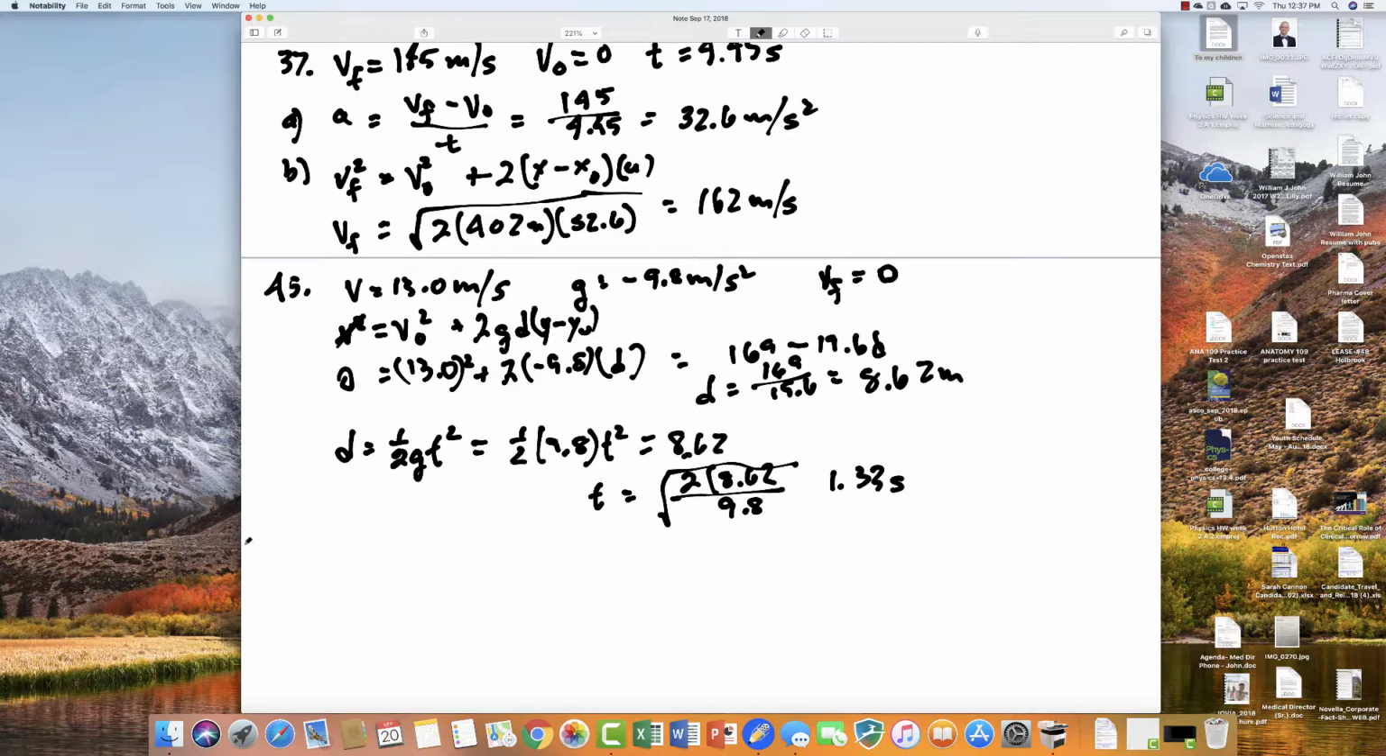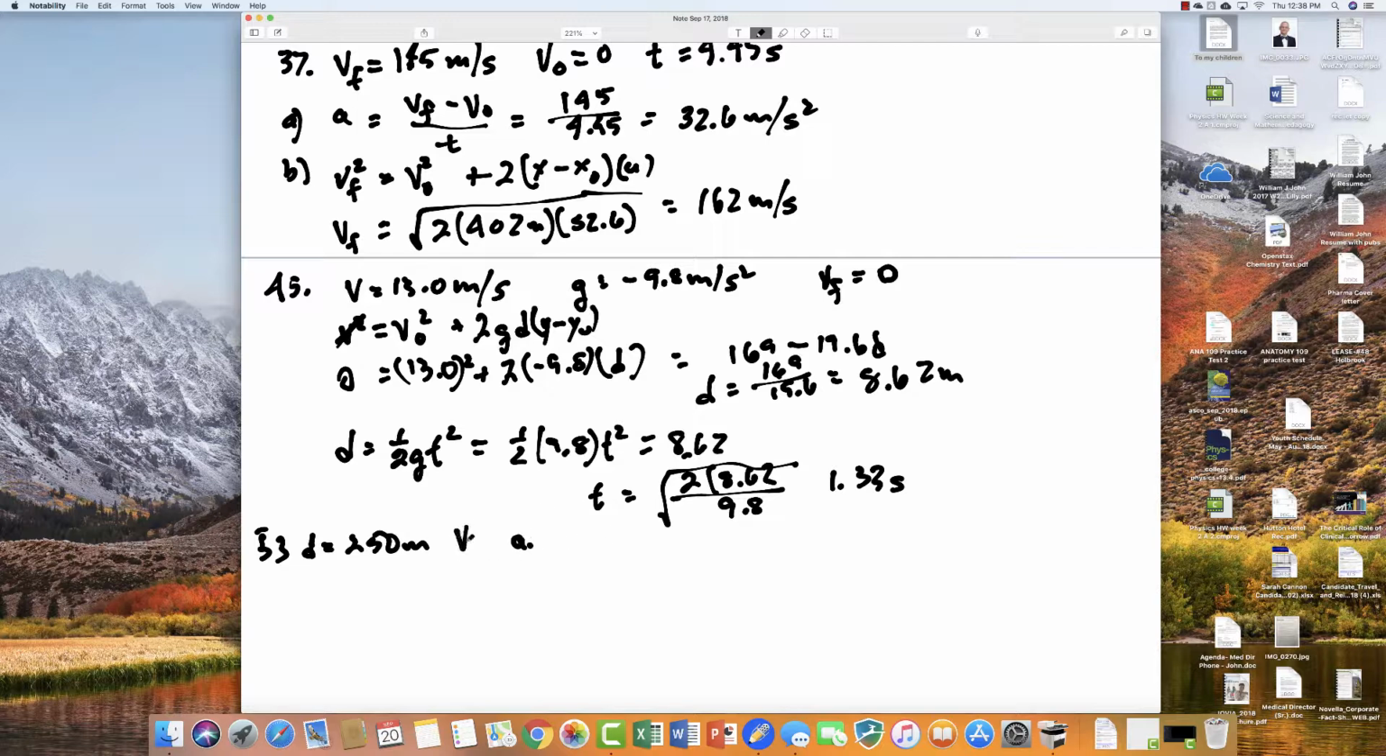The next problem is problem number 53. Number 53 states, there's a 250 meter high cliff at Half Dome in Yosemite National Park in California. So we have a distance, a y distance of 250 meters. Suppose that a boulder breaks loose from the top of the cliff. How fast will it be going when it strikes the ground? So the first question is, how fast will it go?